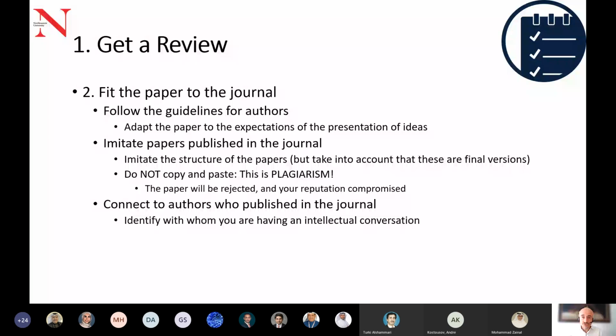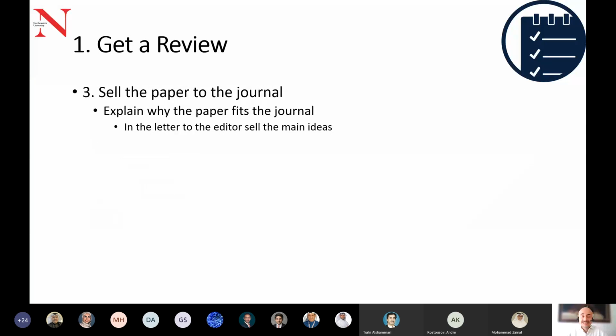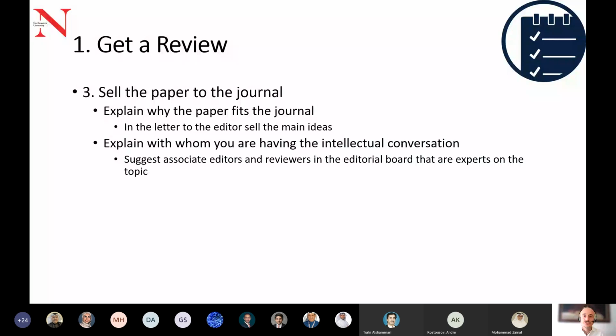And then finally, you have to sell the paper to the journal, in the sense that there is a big opportunity: there is a letter to the editor. Very few authors use it, which is a surprise, because this is your opportunity to tell the editor, look, this is why I think my paper fits your journal. These are the different types of ideas that you have already published, and my paper is building on them. And especially, and this is important, who are you talking to? You can suggest associate editors. This person is an expert on the same topic I'm analyzing, so maybe she is going to be a good associate editor. And these people within the editorial review board might be good as reviewers for my paper.